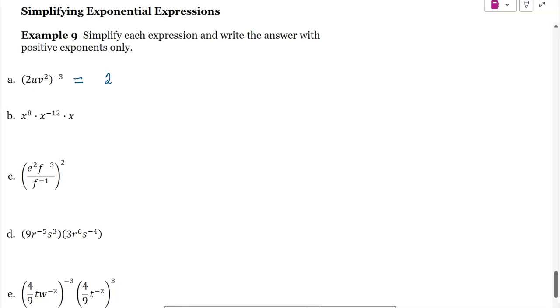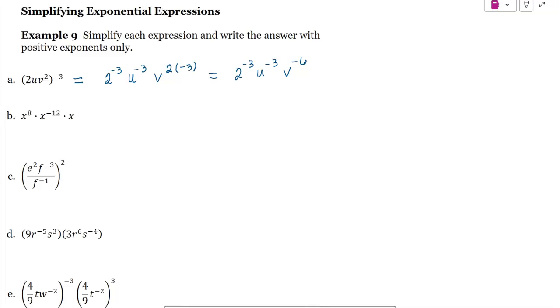So I'll write 2 to the negative third power, u to the negative third power, and v is going to be taking those two exponents, 2 and negative 3, and multiplying them together. Let's do a little simplification first. Let's write 2 to the negative third. We'll leave you alone for a minute. And then v to the negative sixth power. 2 times negative 3 is negative 6.